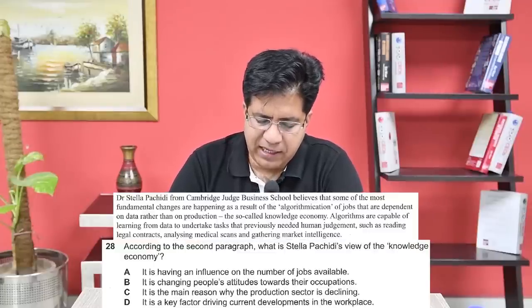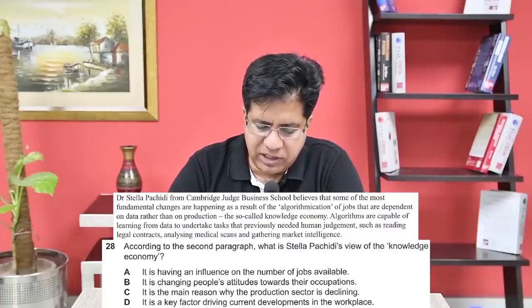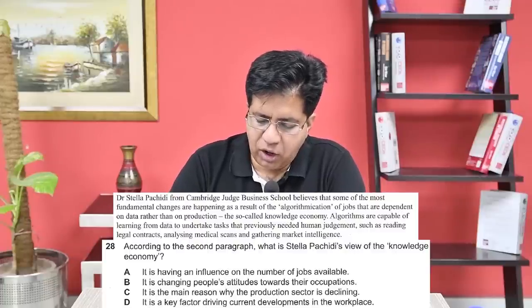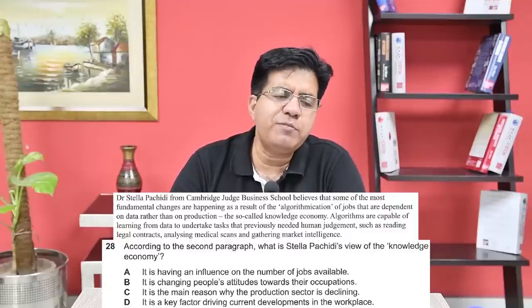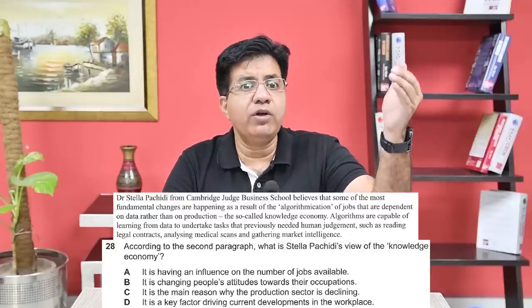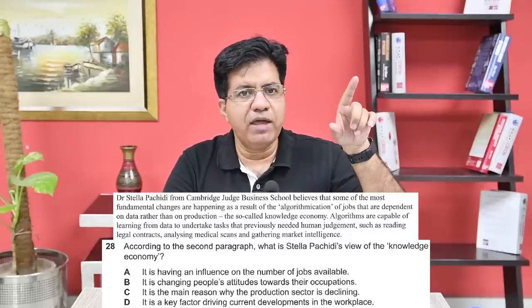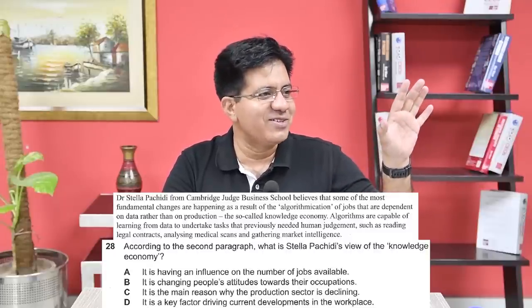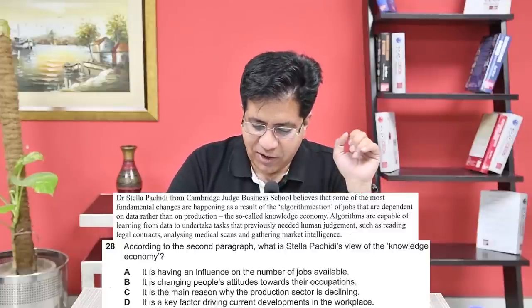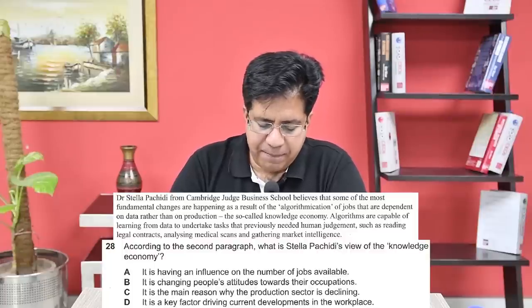Okay, I'm reading it from the beginning. Dr. Stella from Cambridge Judge Business School believes that some of the most fundamental changes are happening as a result of algorithmication. Algorithmication is again the same thing like artificial intelligence. You know, sometimes on Facebook, on YouTube, you watch one video, they suggest you the same videos. By mistake, you watch one of my videos, they will show you many of the videos, okay? So that is what they call algorithmication of jobs that are dependent on data rather than on production.